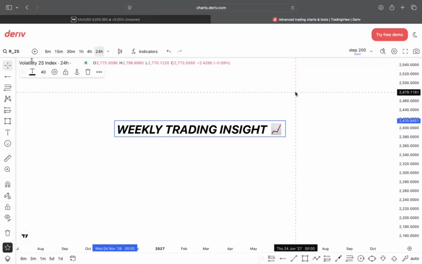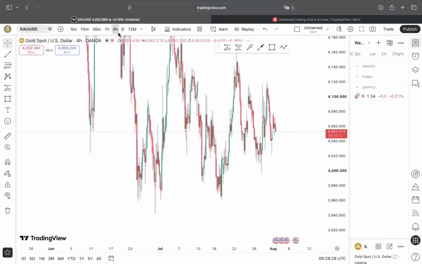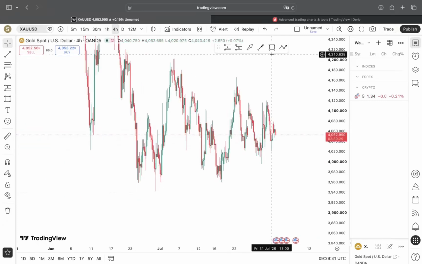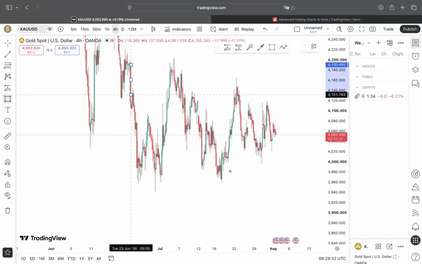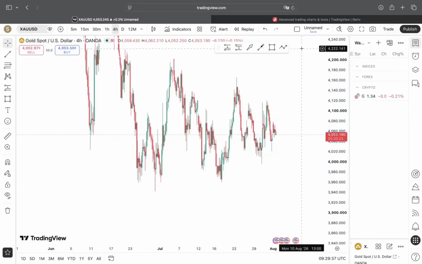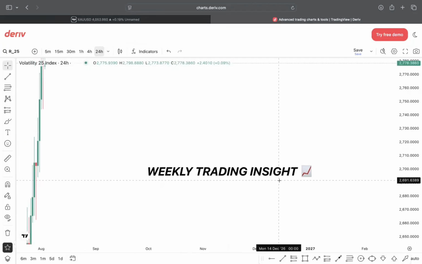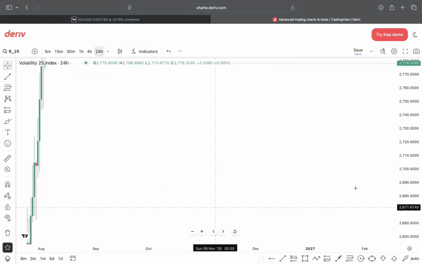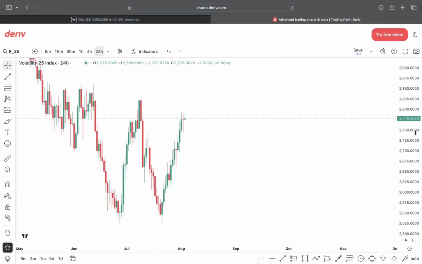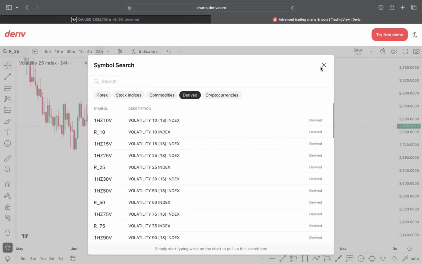So this week I'm focusing more on synthetic indices. I wanted to trade gold, but I found out that gold is ranging at the moment, so it's best to leave it for now. Let's focus on synthetic indices. I have some pairs that I'm looking out for, but there's no good POI just yet.